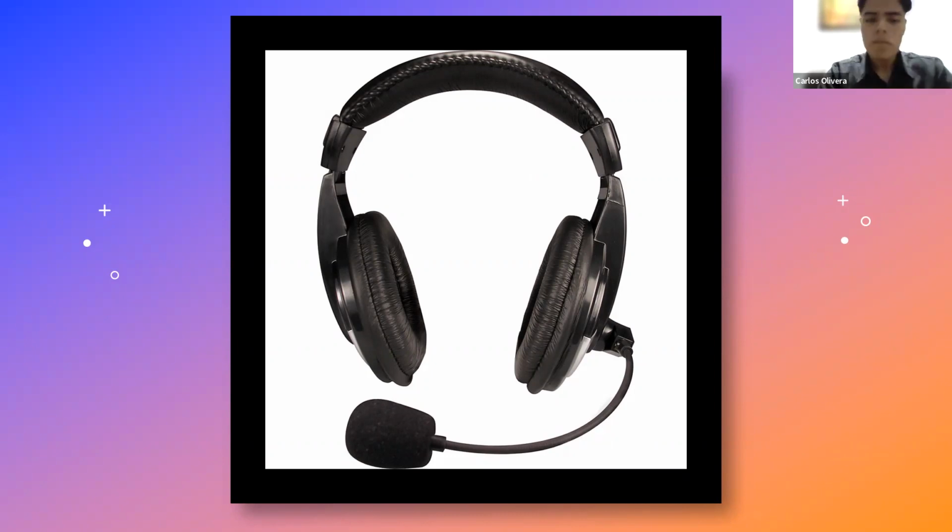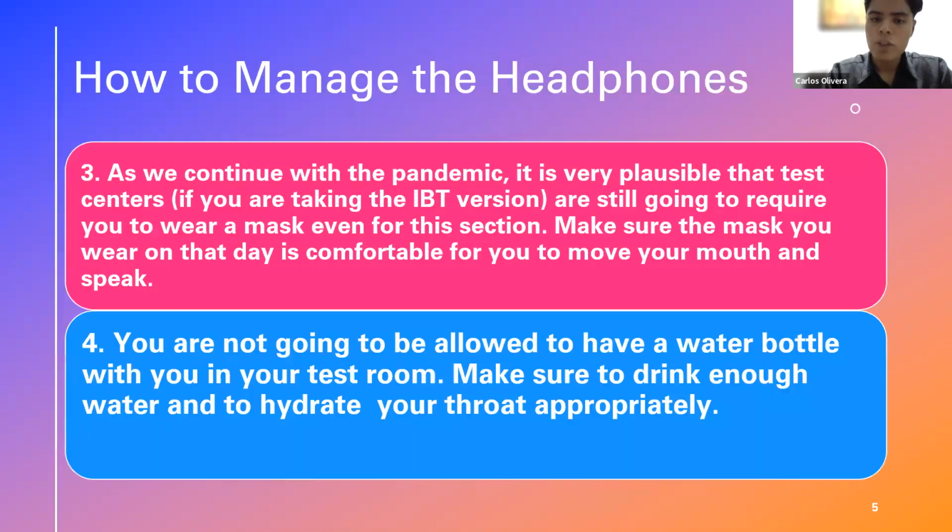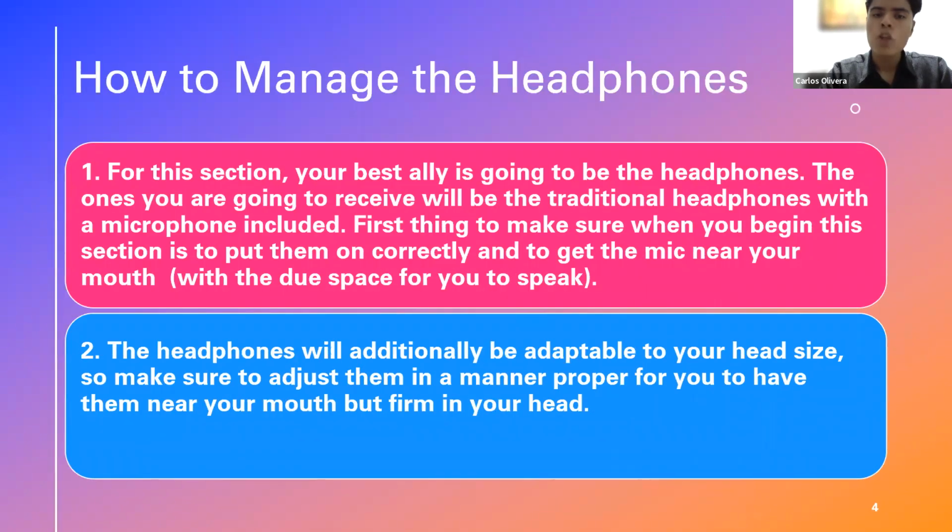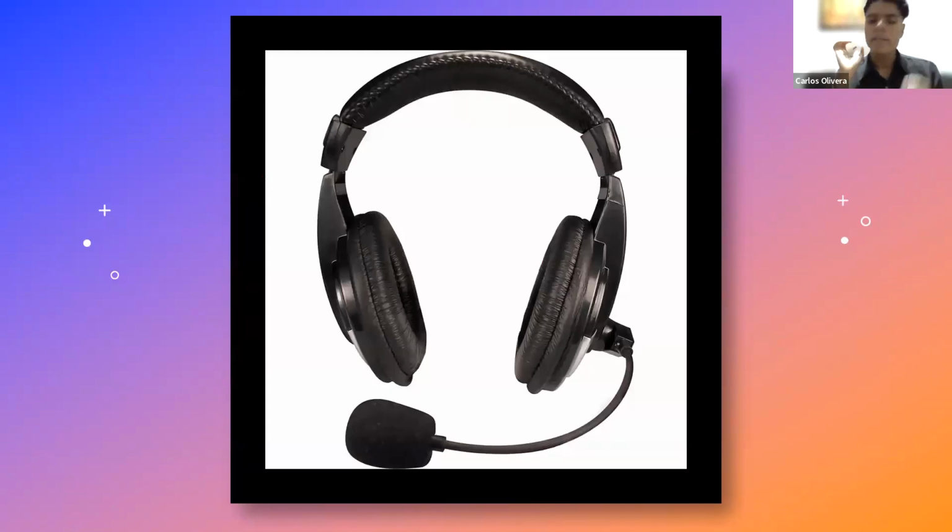Now, when you receive your pair of headphones, something very important for you is that you need to make sure that you are putting them on correctly, and to get the mic near your mouth with the due space for you to speak. Remember that this microphone is incorporated on one of the sides of this device.